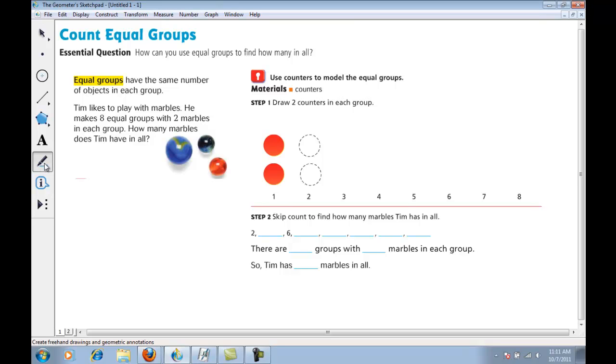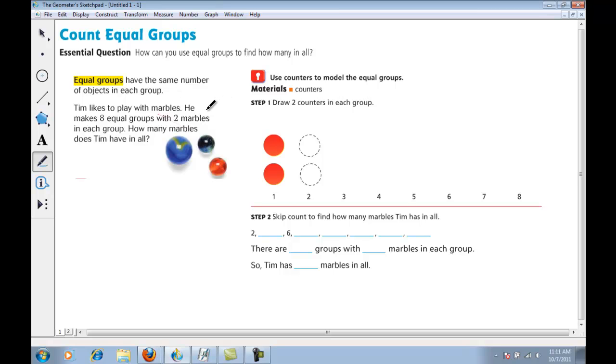In this lesson, we're going to learn to count equal groups. Let's look at our essential question. How can you use equal groups to find how many in all? Now, do you know what an equal group is? Equal groups have the same number of objects in each group.